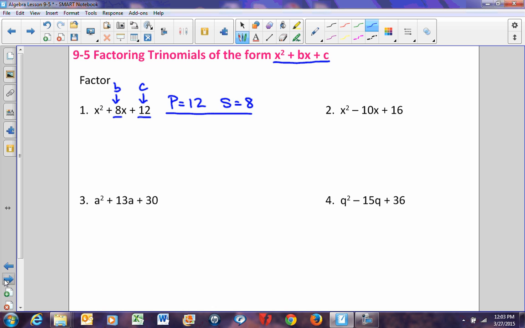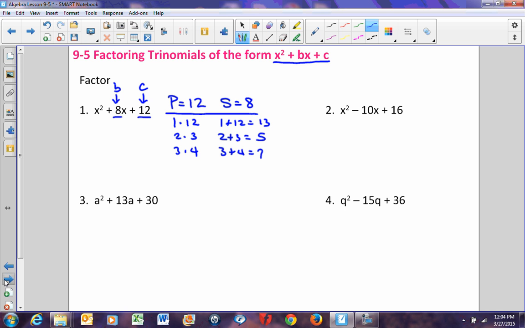So I'm going to think of all the ways that I can get 12, like 1 times 12, and 2 times 6, and I'm just going to write those down right now. 1 times 12, 2 times 6, 3 times 4. Well, 1 plus 12 equals 13. 2 plus 3 equals 5. 3 plus 4 equals 7. And you're looking at me going, how am I supposed to find something for the middle term, right?